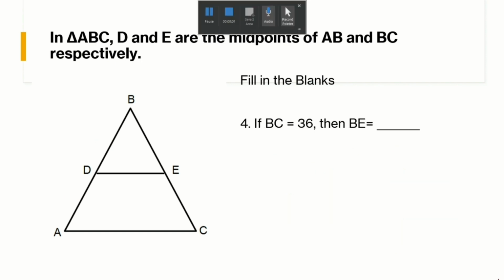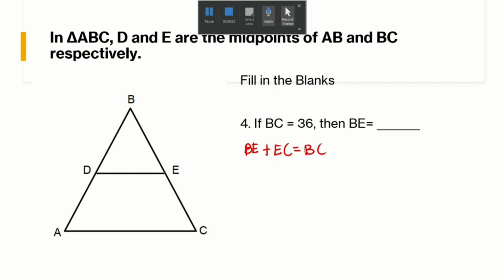Okay, let's try to answer question number 4. If BC equals 36, we're going to find the measure of BE. So here, we can conclude that BE plus EC is equal to BC.